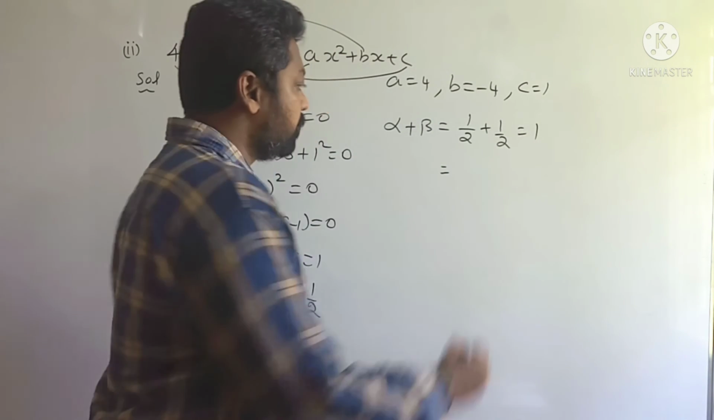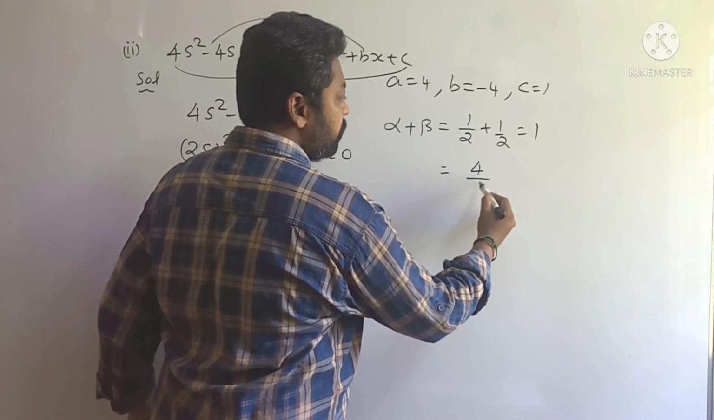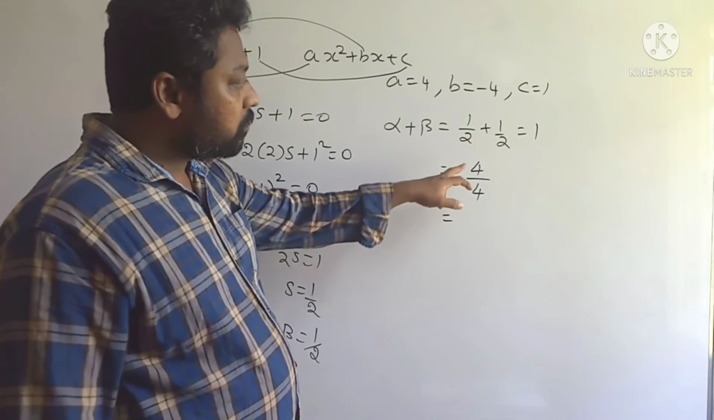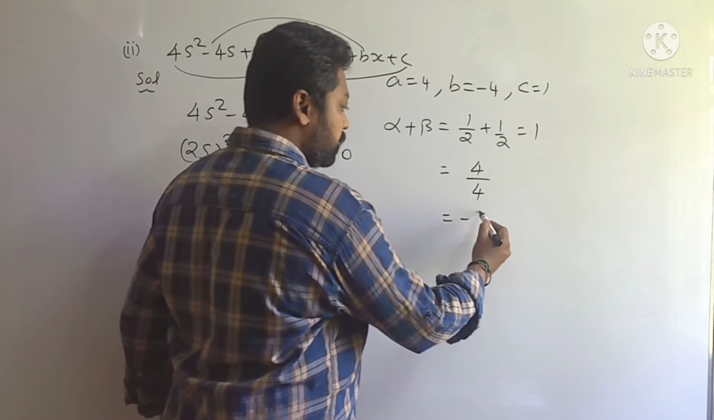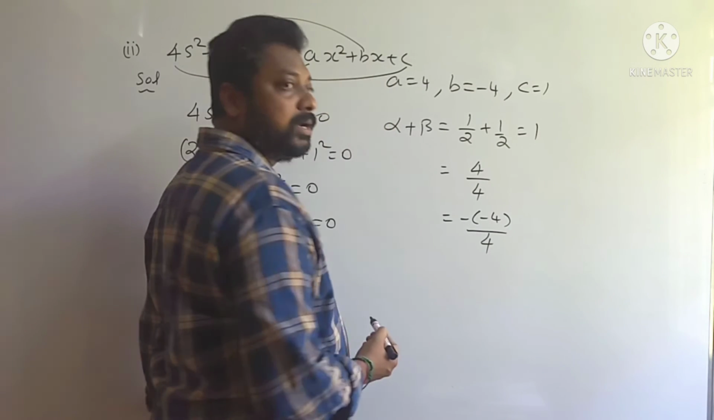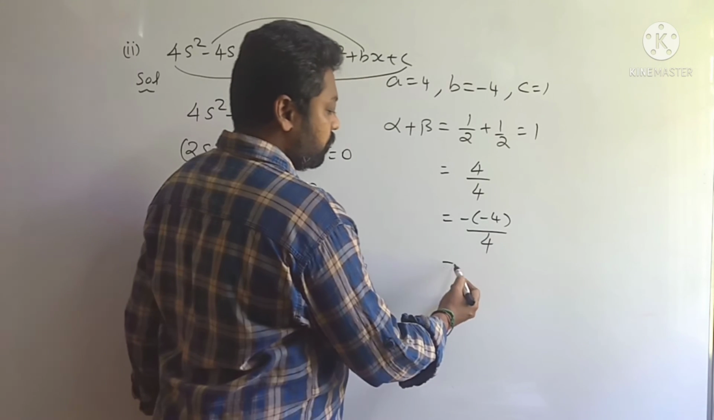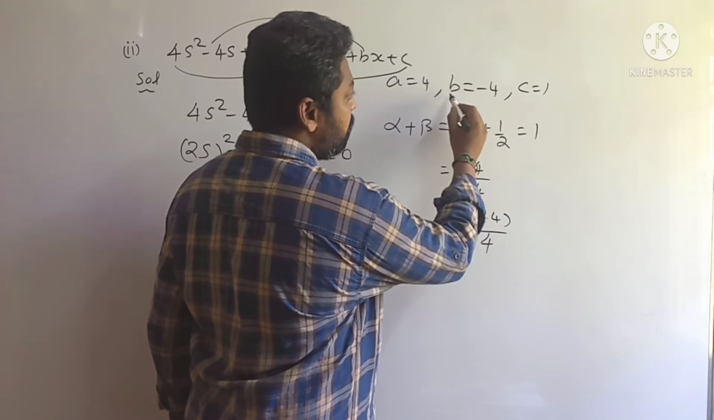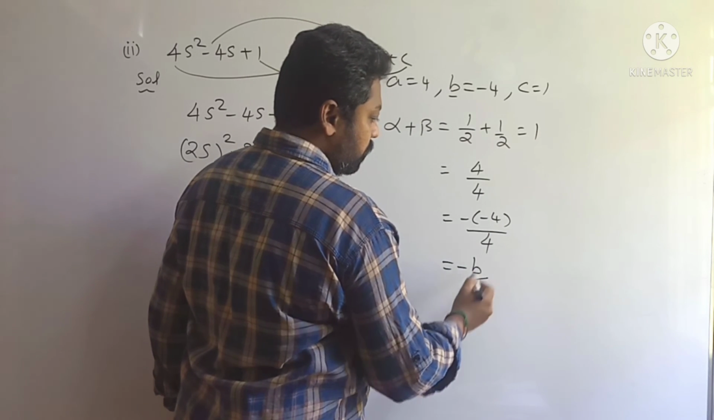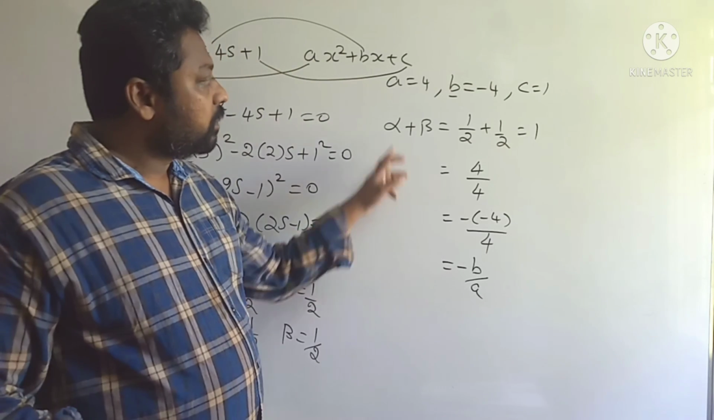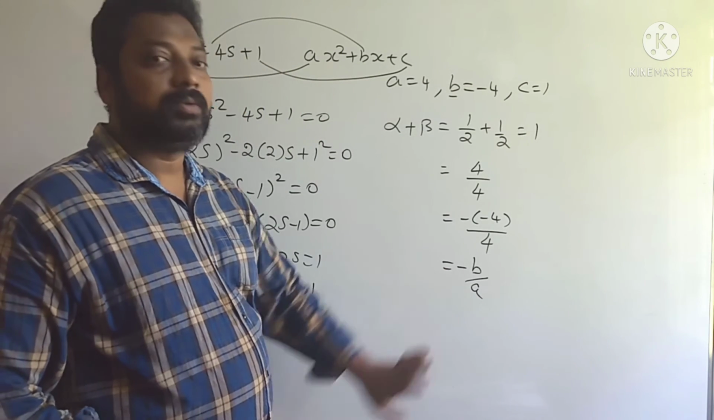Now this 1 I am writing 4 by 4. So what is 4 by 4? It is 1. Now this 4 I am writing minus of minus 4, divided by the denominator as it is. Now this minus I am writing as it is. This minus 4 is b. Now this 4 is a. So we have verified alpha plus beta is minus b by a.